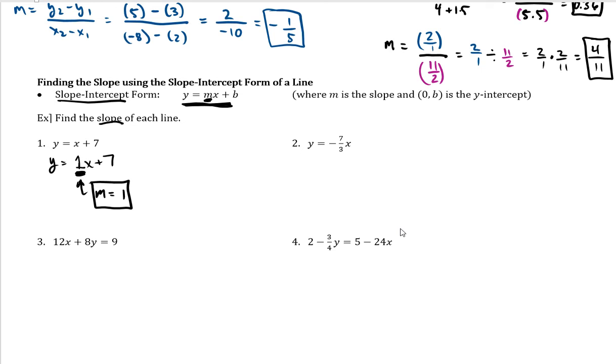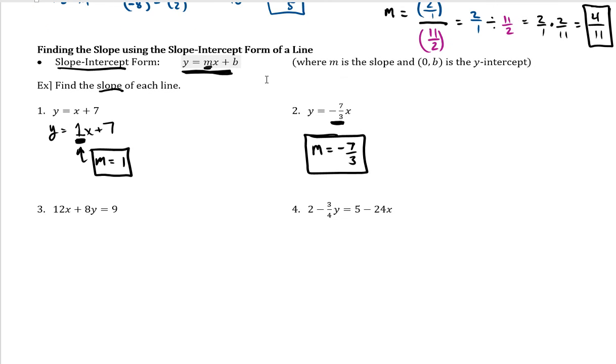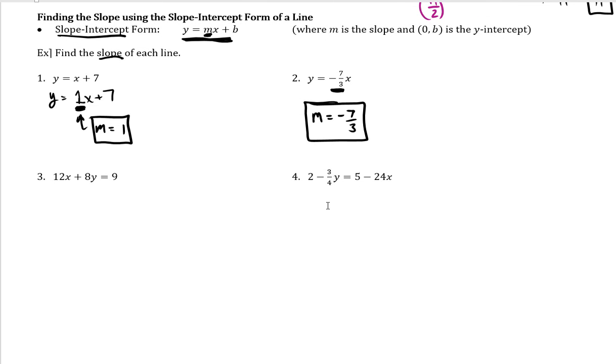Okay, this one, it doesn't have any plus or minus anything. Well, that's fine still. All I got to do is look at what's attached to the x, which is negative 7/3. And that's it. Done. Okay, if they don't give it to us exactly in this form, well, we can change it to be in that form. So I want to solve for y in this problem first. So to do that, we can subtract 12x from both sides.